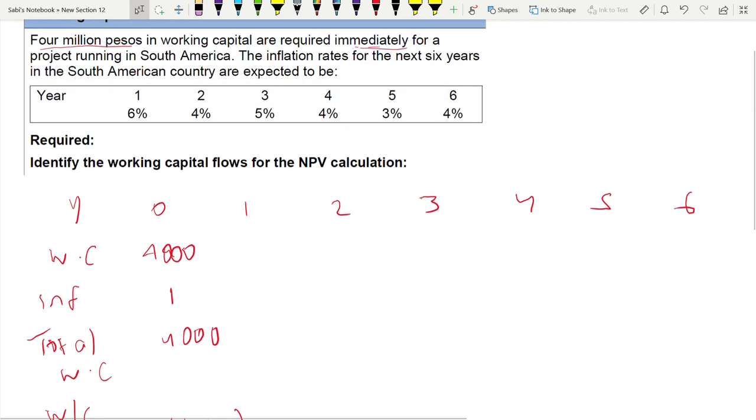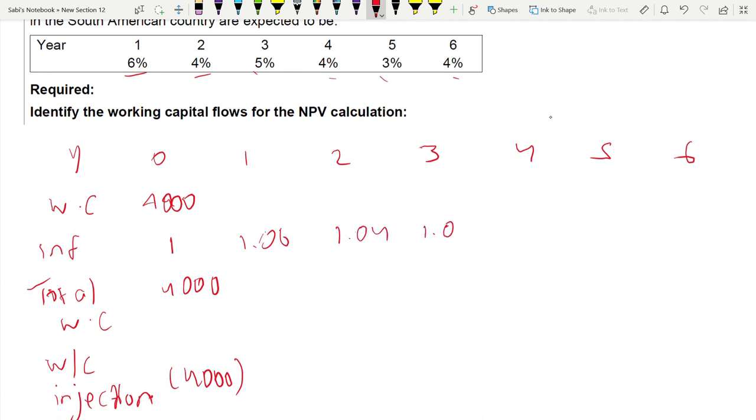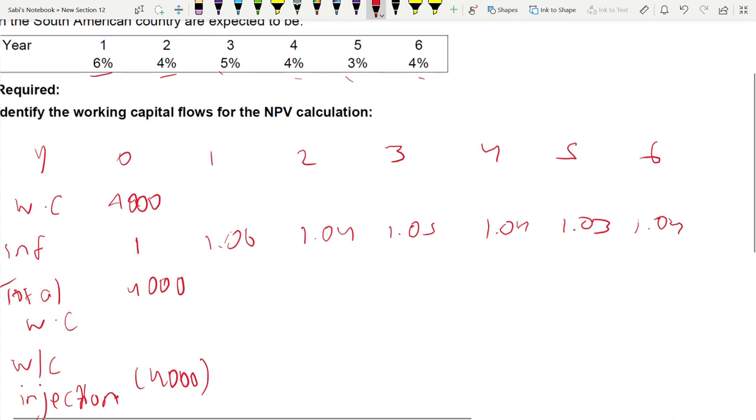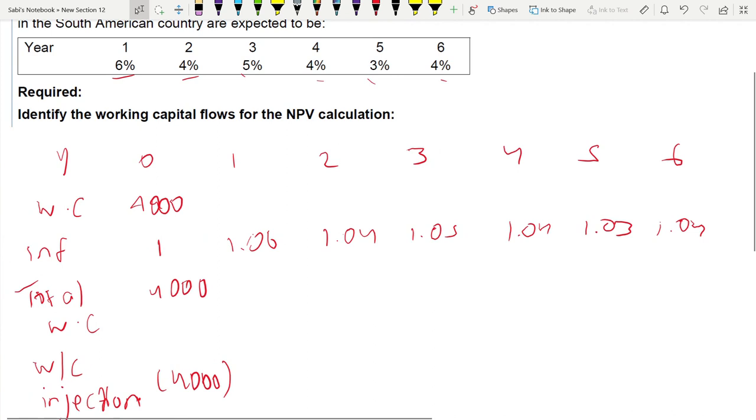So, for the next years, just take the percentages: 6, 4, 5, 4, 3, 4. Okay. So, in the inflation column we can set 1.06, 1.04, 1.05, 1.04, 1.03 and 1.04. And we need another column, 7, because working capital will always be released at the end of the project. So, what do you do? Starting with 4000, 4000 multiplied by 1.06, which is 4240. In Excel, I can show you better.